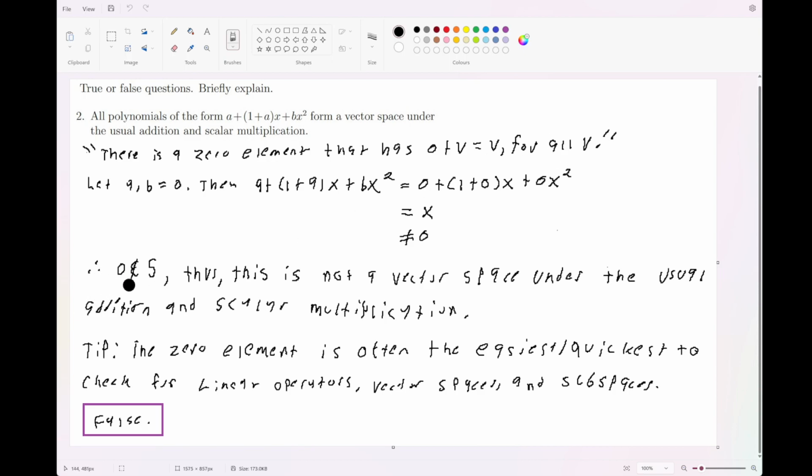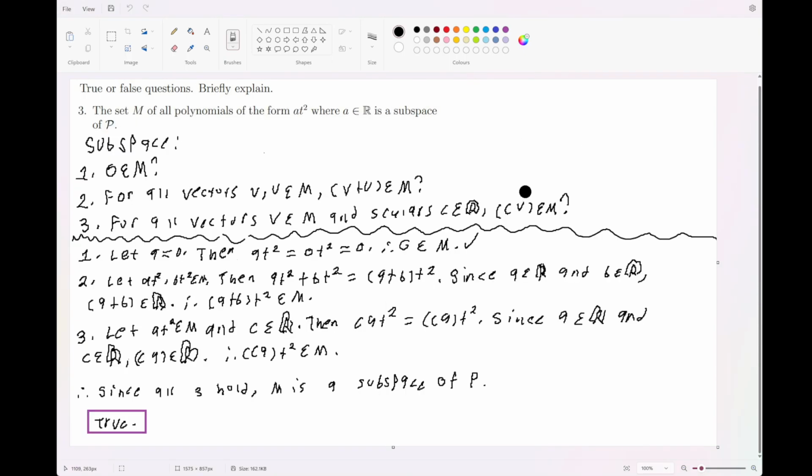Therefore, by this property defined up here, this is not true at all. So therefore, 0 is not an element of S, thus this is not a vector space under the usual addition and scalar multiplication. And I just have a tip here for you guys. The 0 element is often the easiest, quickest to check for linear operations, vector spaces, and subspaces. So it's the easiest one to just put in 0. Does that work? If it doesn't work, good. That's it. You only need to show one.